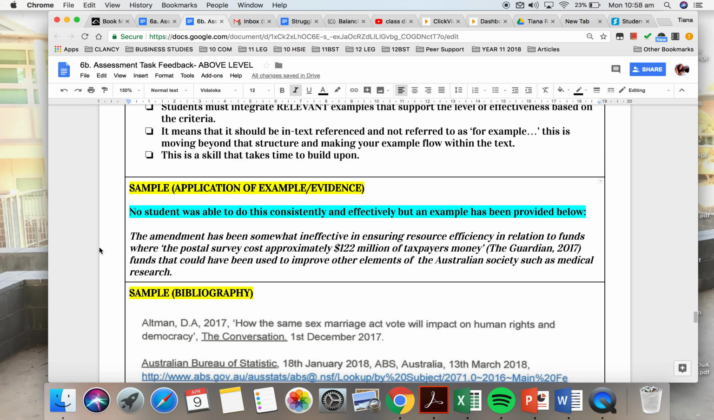Now you can see I have integrated the example into my paragraph, into my response. I haven't put for example or to illustrate. This is quite difficult to do. Okay, so if you didn't achieve this, some students did achieve above level for this, but it wasn't at the level that you'd expect in Year 11 and 12, so keep that in mind. And this is a clearer example of that.